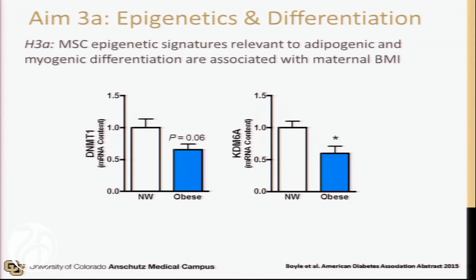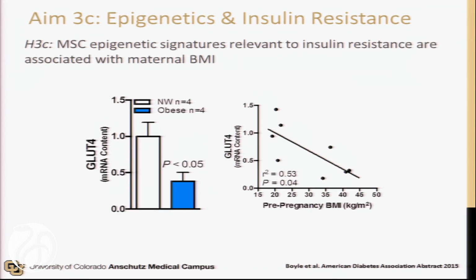This is just one example of what we see, and this is an abstract that's going to be presented in the ADA, in which you look at demethylases within these adipogenic and myogenic derived cells, and they're both sort of suppressed here, DMT1 and KMDA6A, and we are actively studying the role of these and their ability to regulate metabolism in the cells. And if you look at the GLUT4 content, which is a marker of insulin sensitivity in some ways, babies born to obese mothers, shown over here, have lower expression of this GLUT4 mRNA in this stem cell.